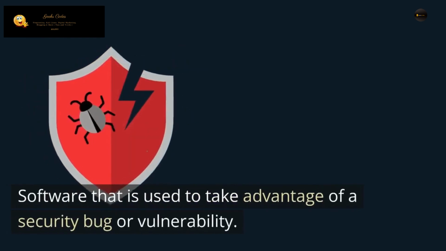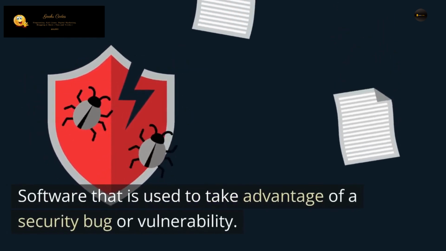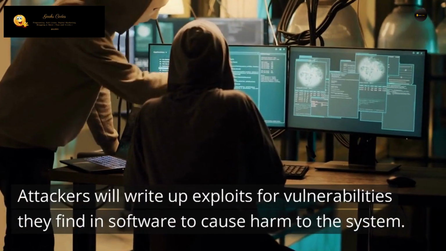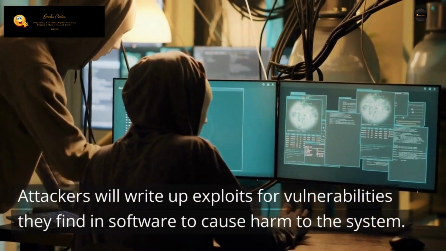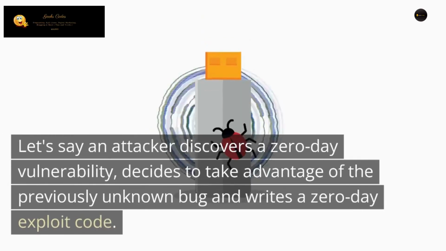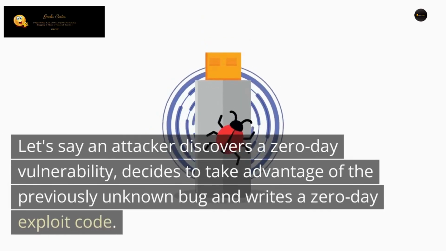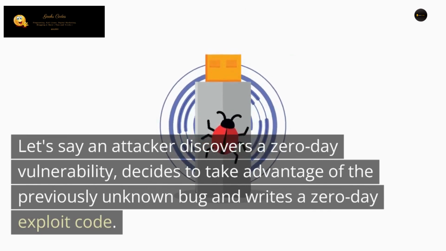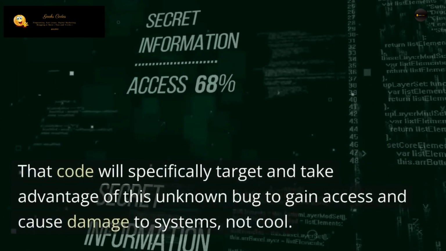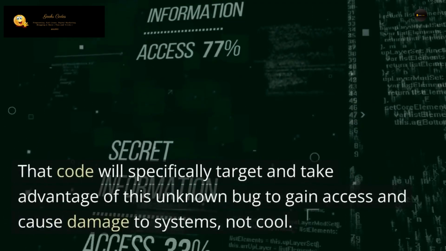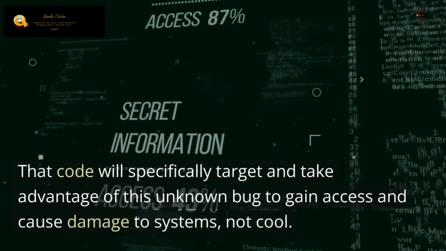Another key term is exploit: software that is used to take advantage of a security bug or vulnerability. Attackers will write up exploits for vulnerabilities they find in software to cause harm to the system. Let's say an attacker discovers a 0-day vulnerability, decides to take advantage of the previously unknown bug and writes a 0-day exploit code. That code will specifically target and take advantage of this unknown bug to gain access and cause damage to systems. Not cool.